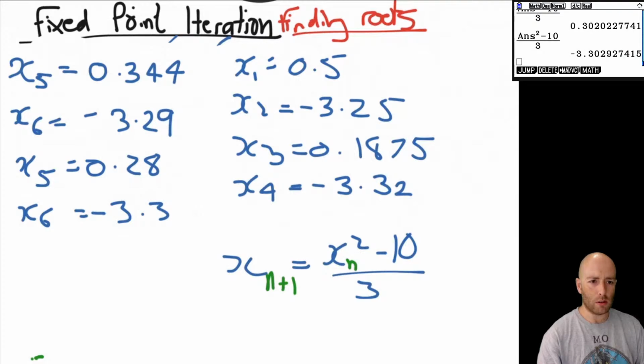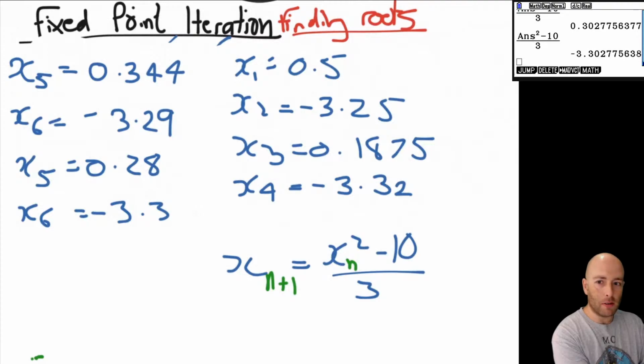So if I hit equals a lot, interesting. Can you guys see what's happening? If I go really fast, you can see we're flicking between two answers: one is about minus 3.3 and the other is about 0.3. Weird, huh?